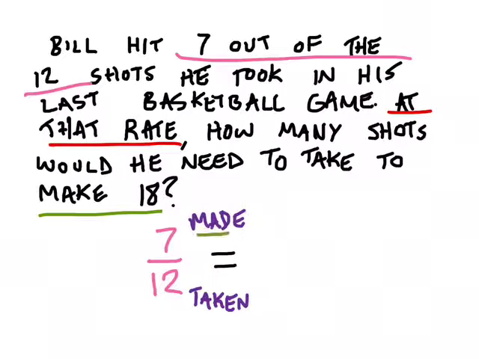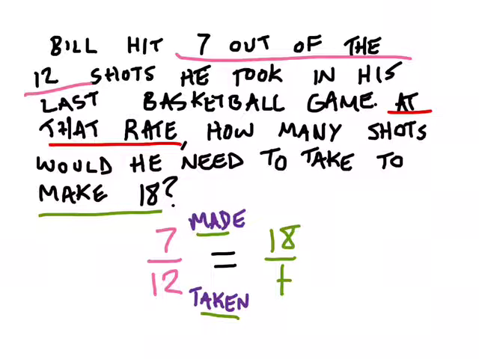Well, that matches here, that he made 7. Now I want him to make 18, so I'll put that on the top of my fraction. The question is how many shots would he need to take, so the number of shots taken is apparently unknown, and that matches up with this bottom number 12. So I'm going to put maybe a t in here for taken, and I've made my proportion.